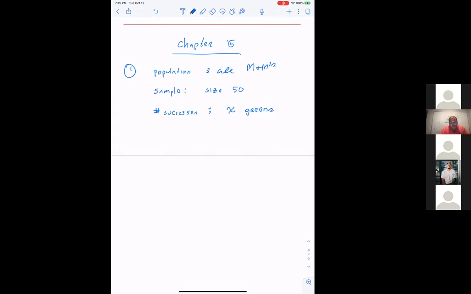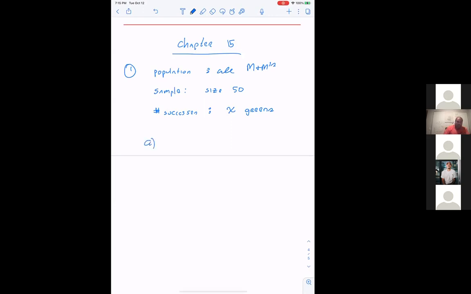Now, does anyone happen to have any M&Ms with them? Probably not. I actually do, but it's the yellow one. I don't think it has any greens in it. Really? Well, that just ruins everything.